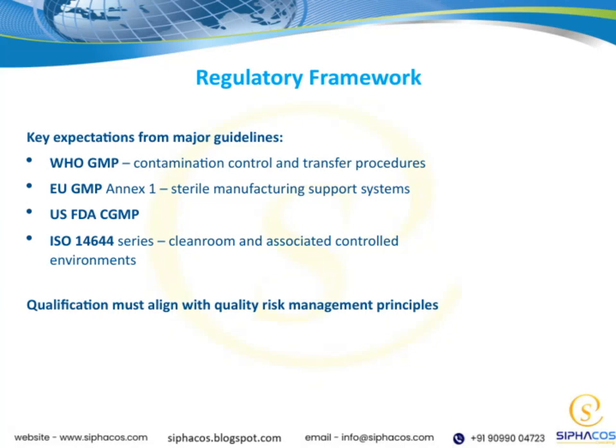Let's take a closer look at the regulatory framework that guides our manufacturing practices. When we talk about key expectations from major guidelines, there are several important standards to keep in mind. First, the WHO GMP emphasizes contamination control and transfer procedures, which are critical for ensuring product safety and quality. Then, we have the EU GMP Annex 1, which focuses specifically on sterile manufacturing support systems. These are vital for maintaining a sterile environment.